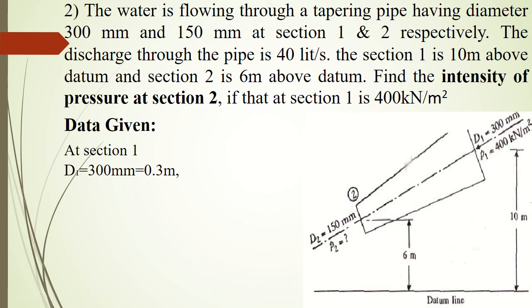Okay, here it is also a tapered pipe. Okay, this is also a tapered pipe. And he has given diameter at the section 1 is 300 mm. So this is D1 and P1 is given, right? Pressure intensity at section 1 is 400 kilonewton per meter square, and he has given this height, right? This height is nothing but Z1, right? Here at the section 1, so it becomes Z1.